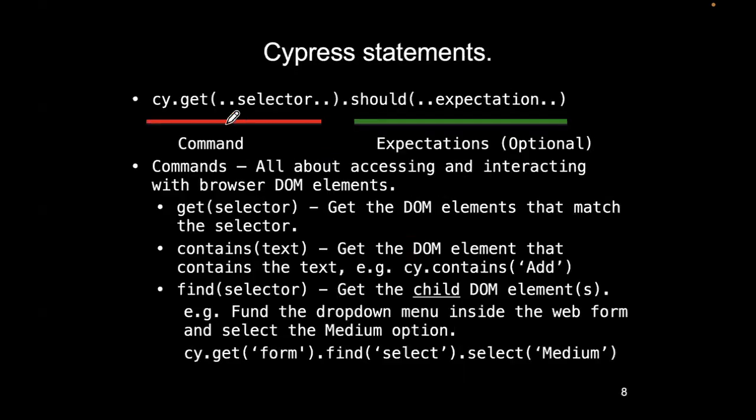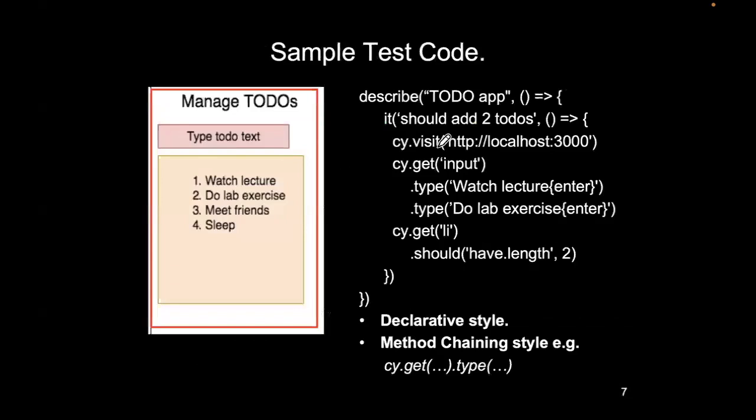Okay, so just to elaborate a little bit on these statements, there are two parts to a statement. There's the command part, and then there's the expectation or assertion part. And the expectation part is optional. Sometimes you don't need to use it. If we go back to the previous screen, I'm not using any expectation here. I'm not using any expectation here. The only expectation example is that.